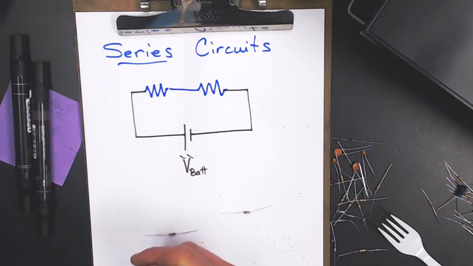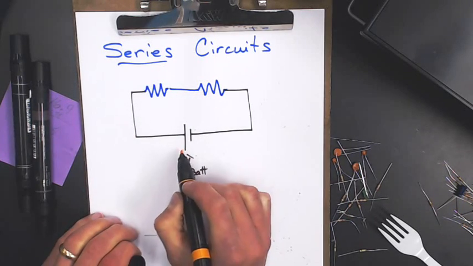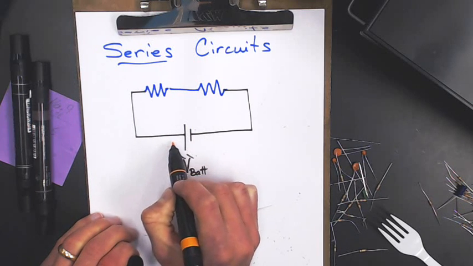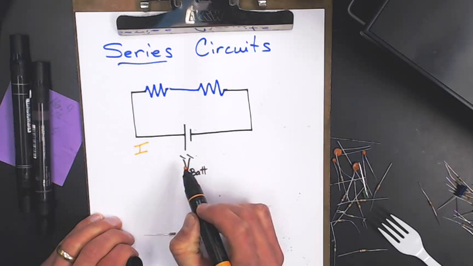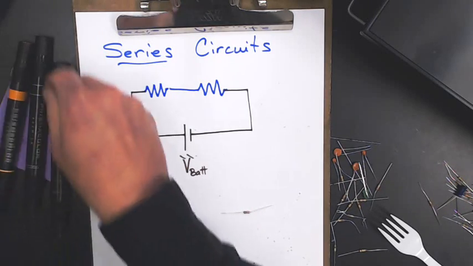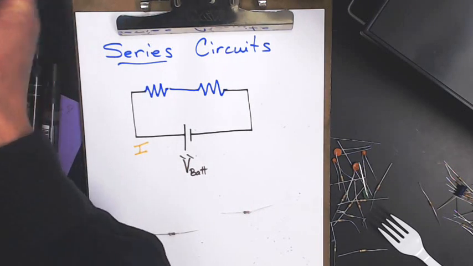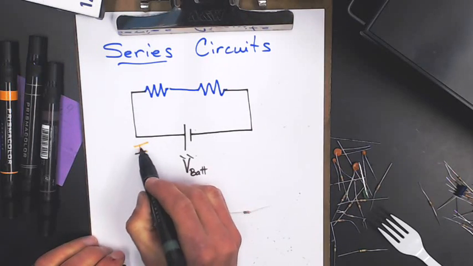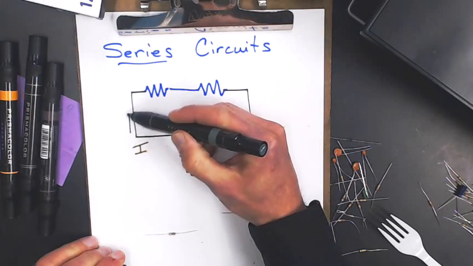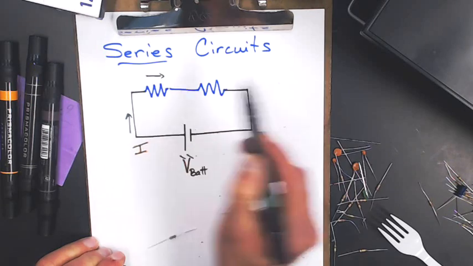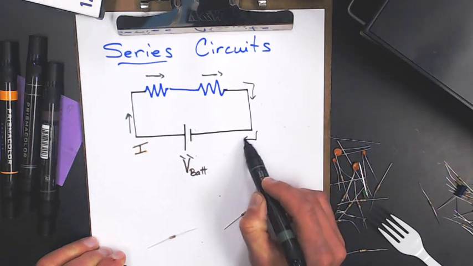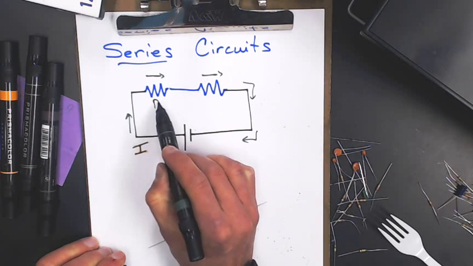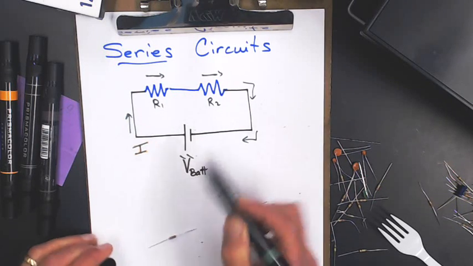So what do we have here? We have a battery. Here's the high potential side. The current flows from high potential to low potential. So I have some current, and it's flowing that way. So it flows through the resistor that way, flows through the resistor that way, and then back around. So we'll call this one resistor 1 and resistor 2.